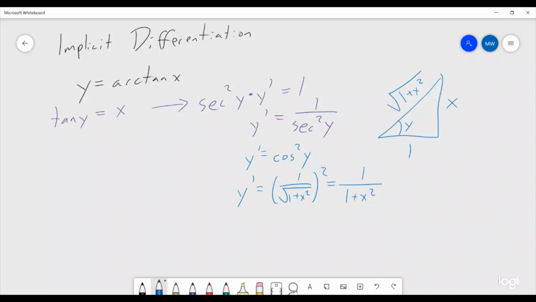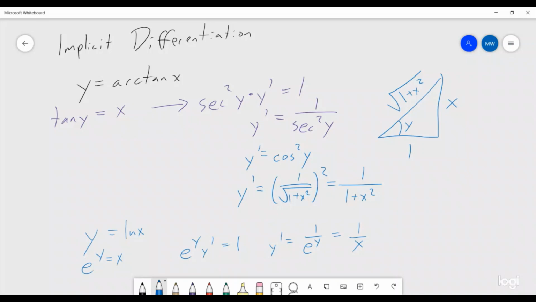Now we can do this with other sorts of situations, like if we have y equals the natural log of x, that means e to the y equals x. So then e to the y times y prime equals 1. Y prime equals 1 over e to the y. E to the y was x, so that's where we get the derivative of natural log is just 1 over x.